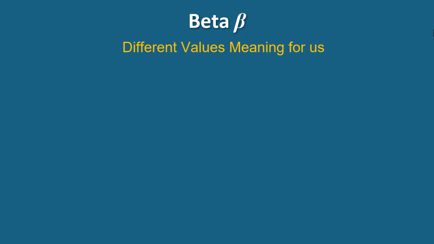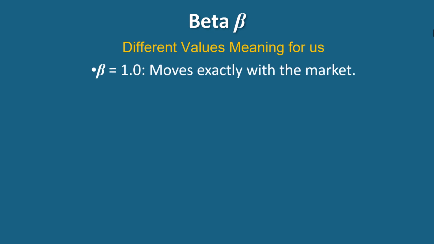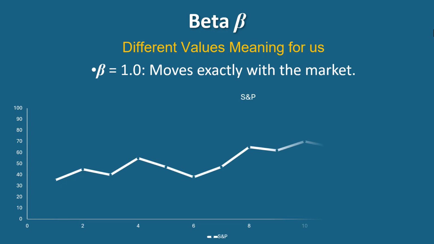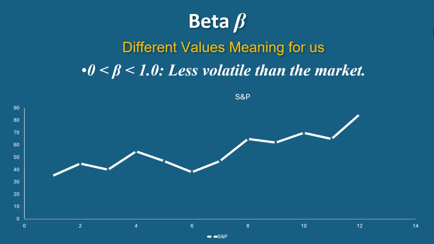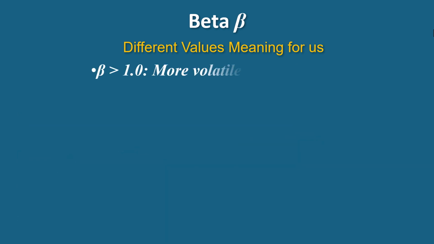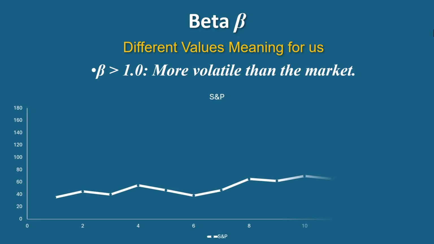Let's understand different beta values. If beta equals 1.0, the stock moves exactly with the market. The graphs of the S&P 500 and the stock show the same behavior. If beta is less than 1, the stock is less volatile than the market. The market graph moves more up and down, but the stock moves more smoothly. If beta is greater than 1, the stock is more volatile than the market. In our example, beta is 1.33, so the market moves smoothly while the stock moves more variably.